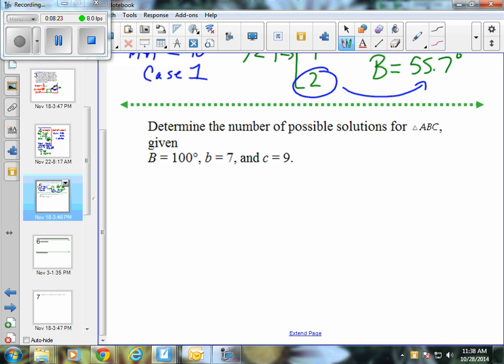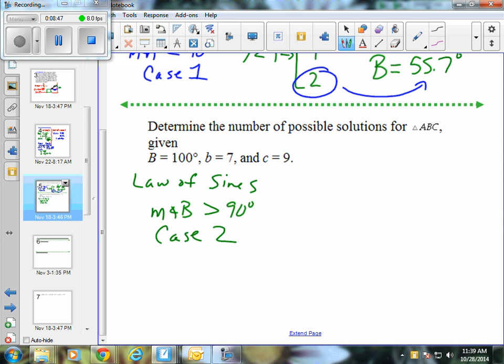Number of possible solutions for this. I'm given one angle here and 2 sides, and the angle is opposite one of the sides. So again, that's law of sines. All right, let's take a look. This is the measure of the angle that you're given. So the measure of angle B is greater than 90 degrees. Okay, so that means we're in a case 2 situation. So case 2, it's just going to be one solution.